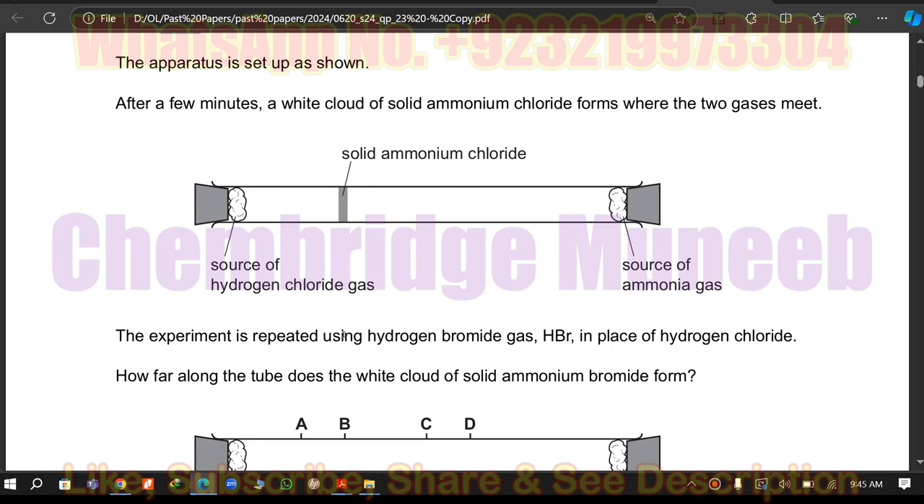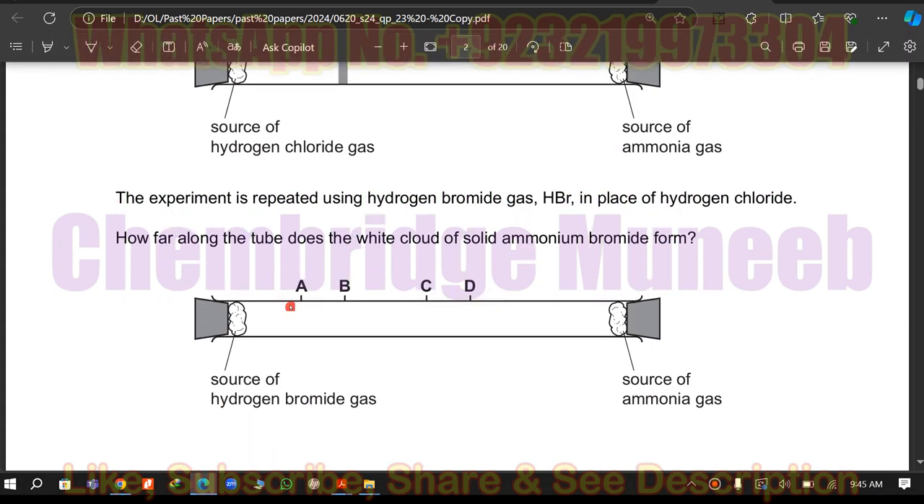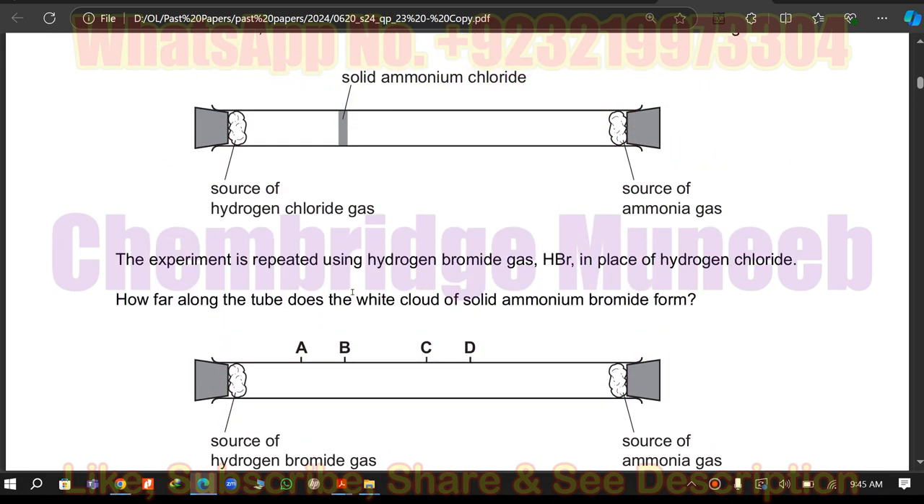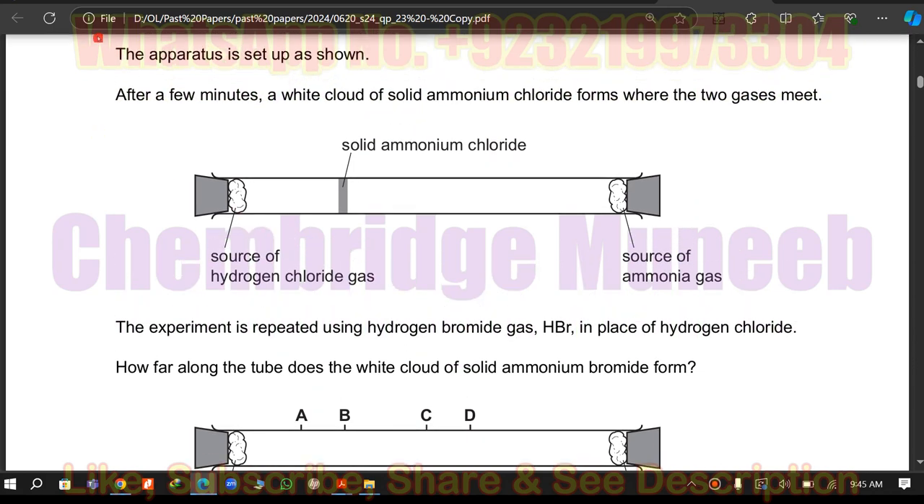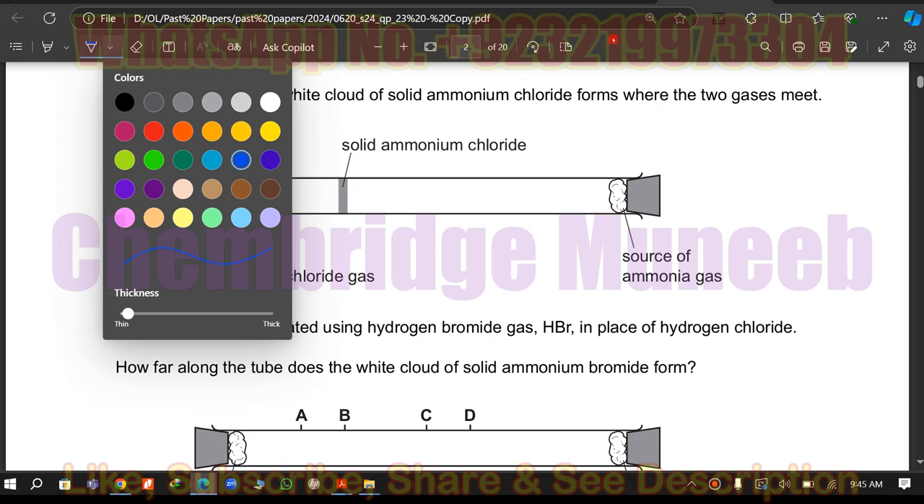The experiment is repeated using hydrogen bromide, HBr, in place of the hydrogen chloride. How far along the tube does the white cloud of solid ammonium bromide form? Okay, so for this question we need to compare these two diagrams, and we are provided with another reactant instead of the HCl for the formation of the solid compound. In the previous case, the solid compound produced was ammonium chloride.